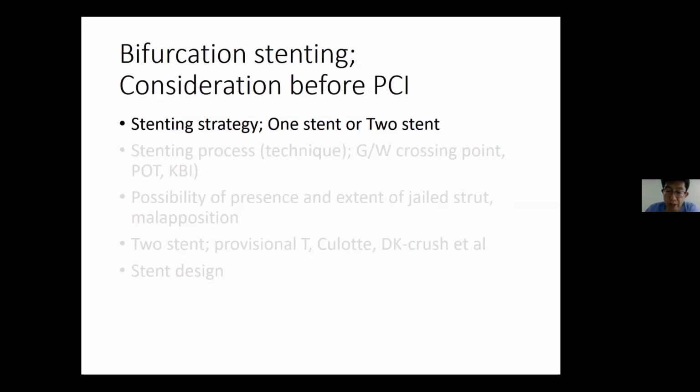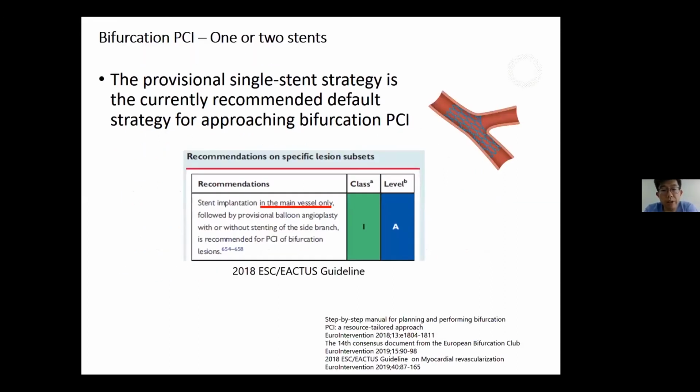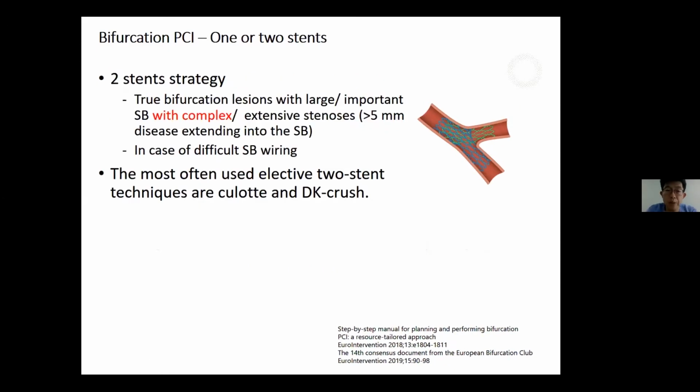So first, stenting strategy. The ESC guideline tells us, class I and level A, a single stent in the main vessel only, followed by provisional balloon angioplasty with or without stenting of the side branch, is recommended for PCI of bifurcation lesions. But in some cases, a two-stent strategy should be selected. It means a side branch with complex and extensive stenosis, more than 5 millimeters of disease extending into the side branch. Another case is when the guidewire is very difficult to control in the side branch. In that situation, you should take a two-stent strategy.